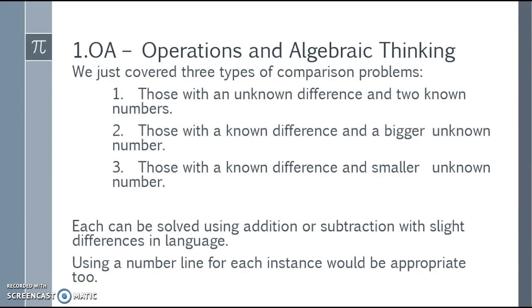So we just covered 3 types of comparison problems using the same numbers just written in different ways. Those with an unknown difference and 2 known numbers, those with a known difference and a bigger unknown number, and those with a known difference and a smaller unknown number. Each of these can be solved using a variety of addition and or subtraction, and you can see it with slight differences in language. Another great way to have used this would have been to use a number line.